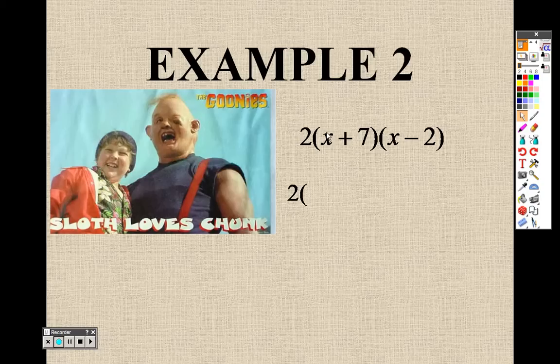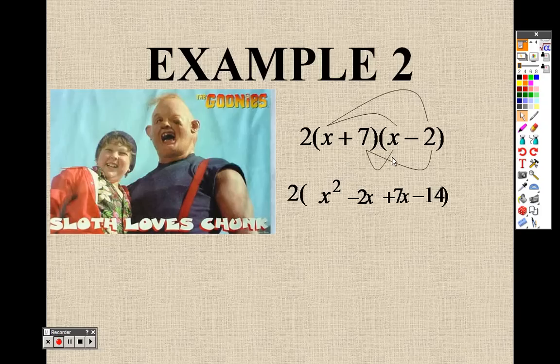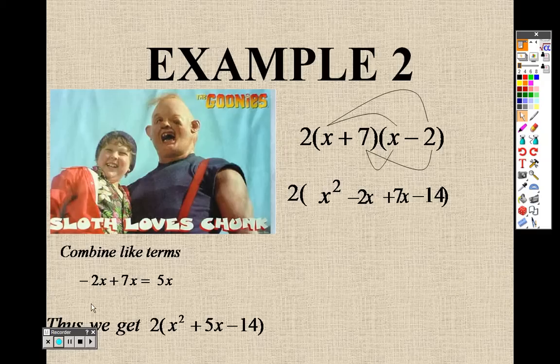Okay, so x times x gives me x squared. X times a negative 2 will give me a negative 2x. Okay, 7 times x is positive 7x, and 7 times negative 2 is negative 14. So inside those parentheses, I'm going to combine like terms. And when I combine my like terms, a negative 2x and a 7x right here, I get 5x.